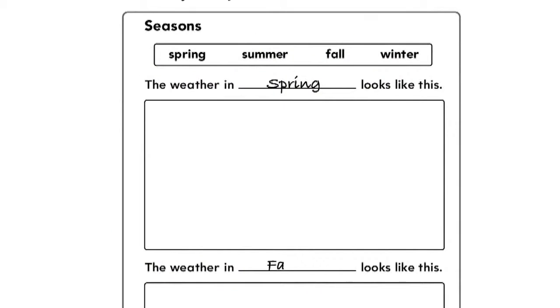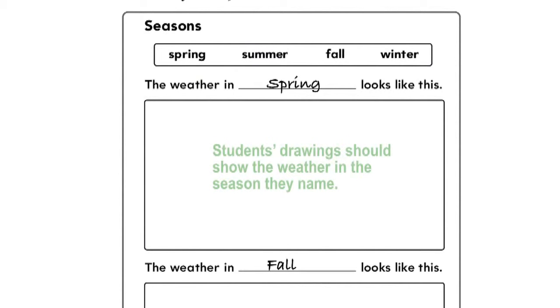Distribute 2 copies of Activity Sheet 7 to each student. Distribute a box of crayons or colored pencils to each team of 2. Instruct students to write the name of a season to complete the sentence above each box. They will write 2 seasons on each sheet. For each box provided on the activity sheet, have students draw a picture showing what the weather is like in that season where you live.